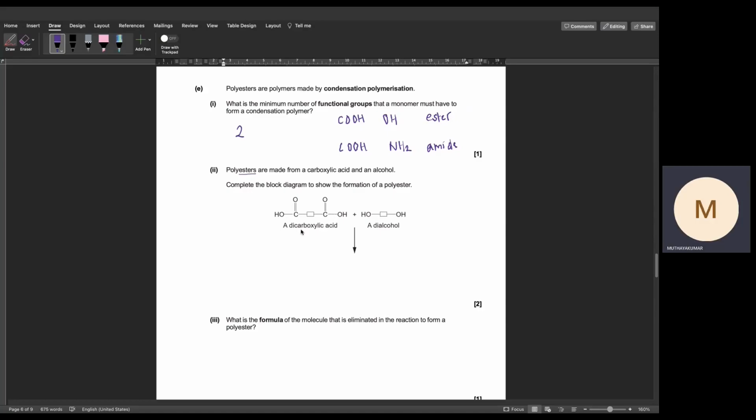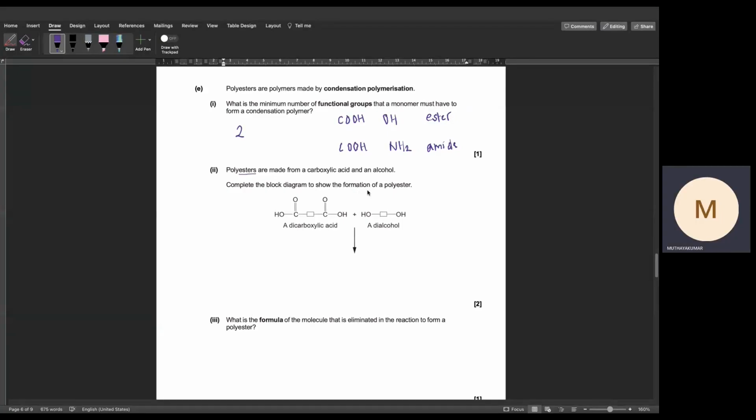One monomer is a dicarboxylic acid molecule. So it's got a carboxylic acid group on either side of that molecule. And the other one is a dialcohol group. So it's got an alcohol functional group on either side of that molecule. The box that you see is a symbol. It represents the middle portion of that molecule, which is irrelevant to this question. It does not get involved in the reaction.